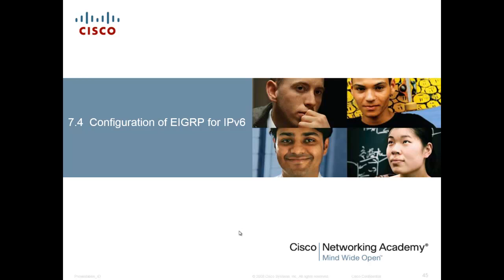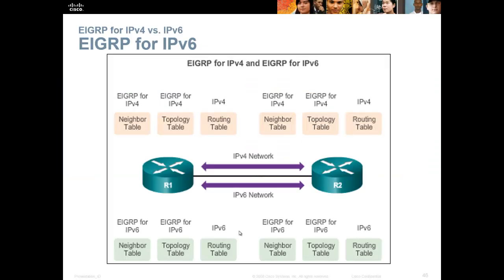So, EIGRP with IPv6, very identical to IPv4. Obviously, I still have the neighbor table, the topology table, the routing table, and they are separate. So there's a separate table for IPv4 and then a separate table for IPv6. So it does not mix that stuff up. So remember, if you want to see the routing table, show ip route. If you want to see the routing table for IPv6, it's show ipv6 route.